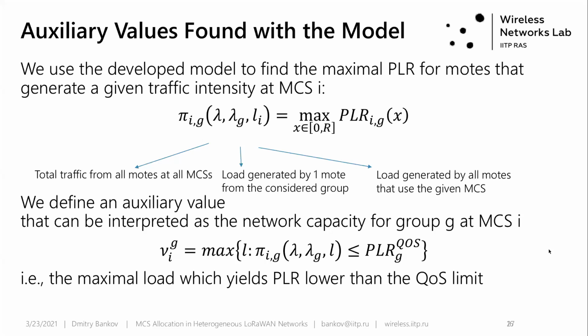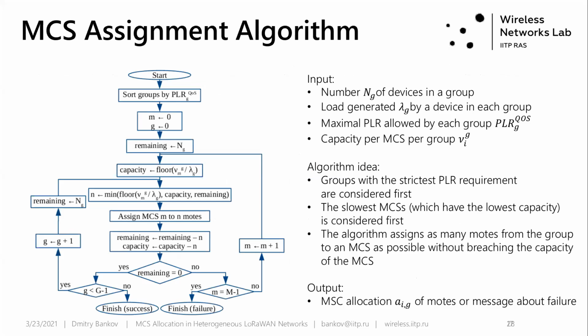And let us use this value in our algorithm, which assigns MCSs to devices from different groups in a way to guarantee that their PLR requirements are satisfied. So this algorithm has the following scheme. I will show you an example of this algorithm operation. It will be easier to understand how it works. It has the following input parameters: the number of devices in each group, the load generated by each device in each group, the PLR requirements of each group, PLR QoS, and the capacity per MCS per group. And this capacity is calculated using the analytical model which I described in previous slides.